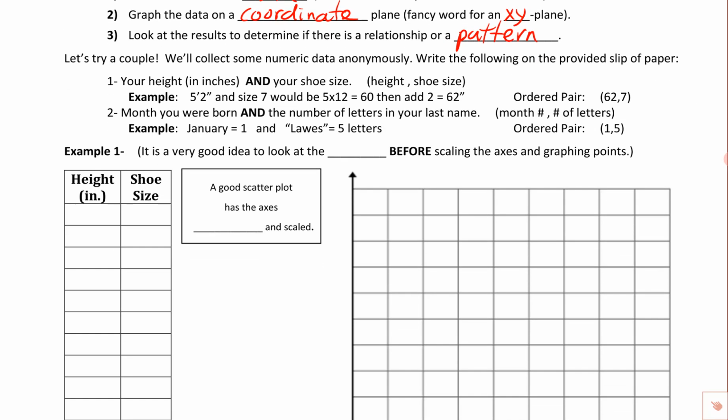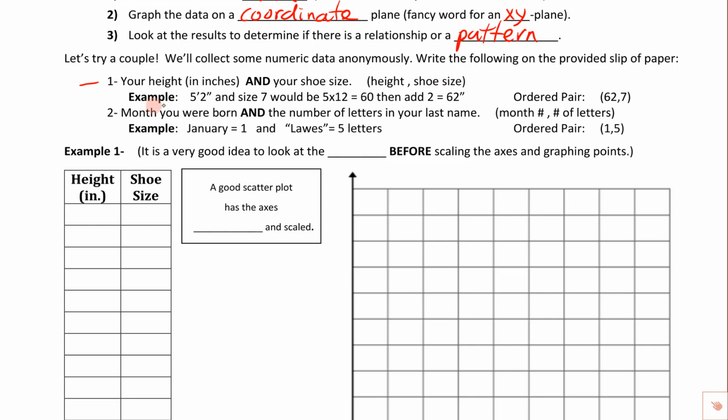And in a classroom, if you were in one of my classes, this is what you would do. You'd write the following things on a slip of paper. You don't need to write your name on it or anything, but these are the pieces of information that we're going to collect. We're going to do two different examples. So here's number one. The first thing is we're going to collect information about your height in inches and your shoe size, and we're going to write it as an ordered pair. So we're going to write the height in inches first and then the shoe size second.